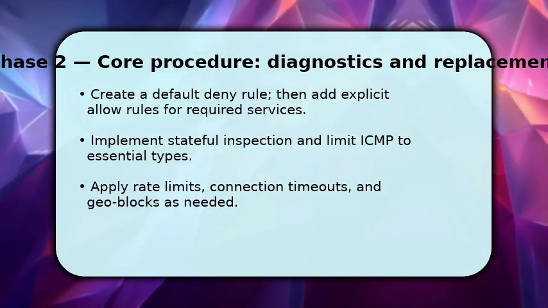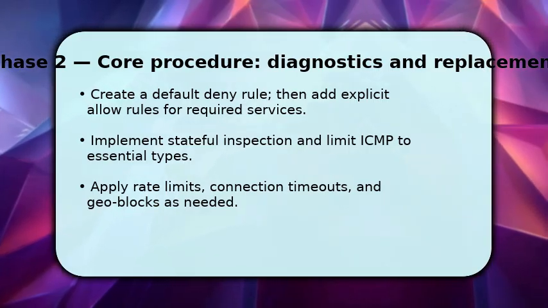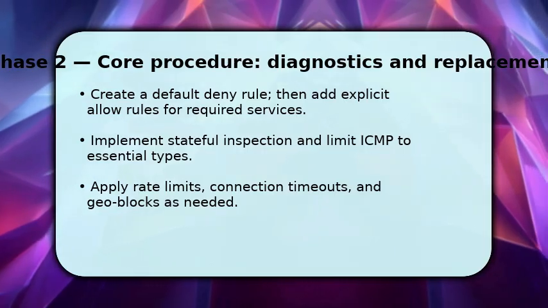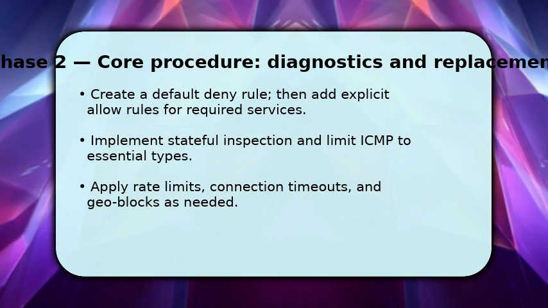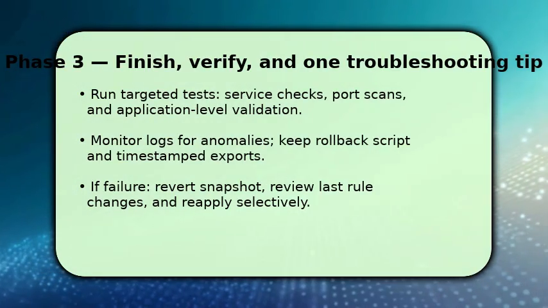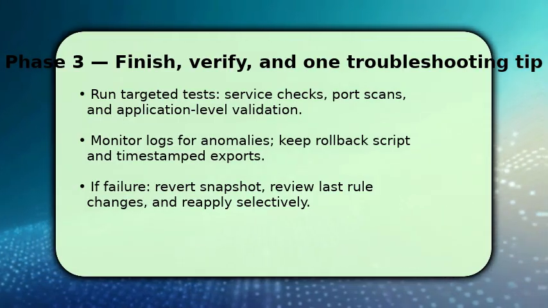Apply rate limits and sensible connection timeouts to prevent floods and add geoblocks only where they reduce risk. While you work, test each rule on a single host so you can validate behavior without widespread impact. Finish by running targeted tests, validate services, run a port scan, and exercise the application end-to-end.